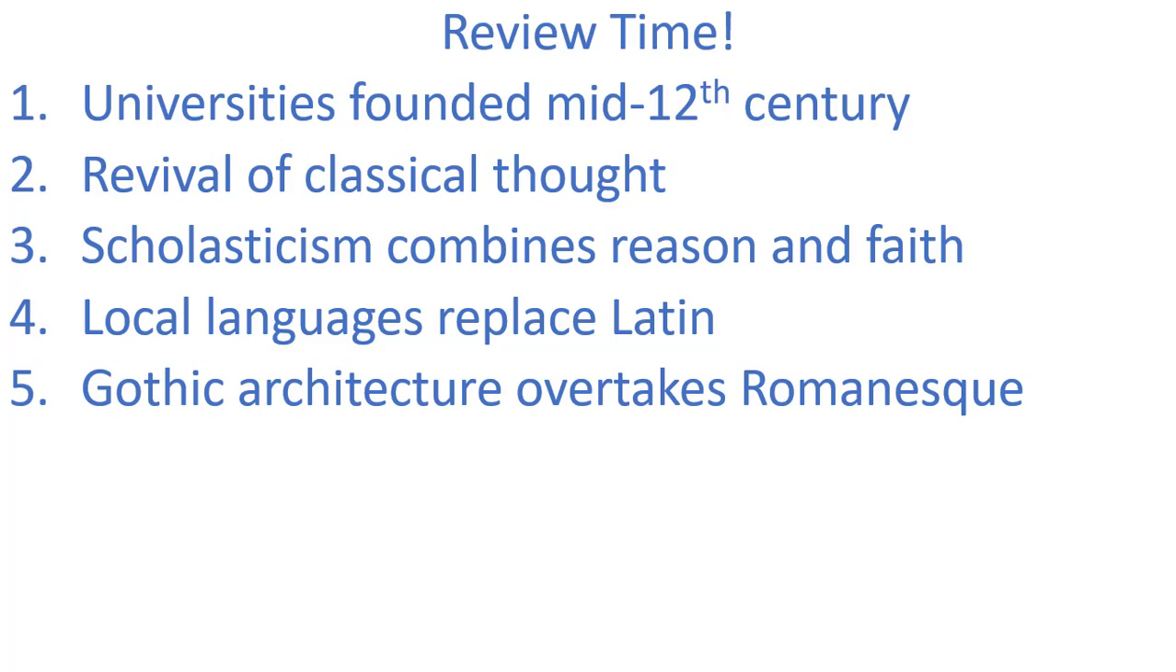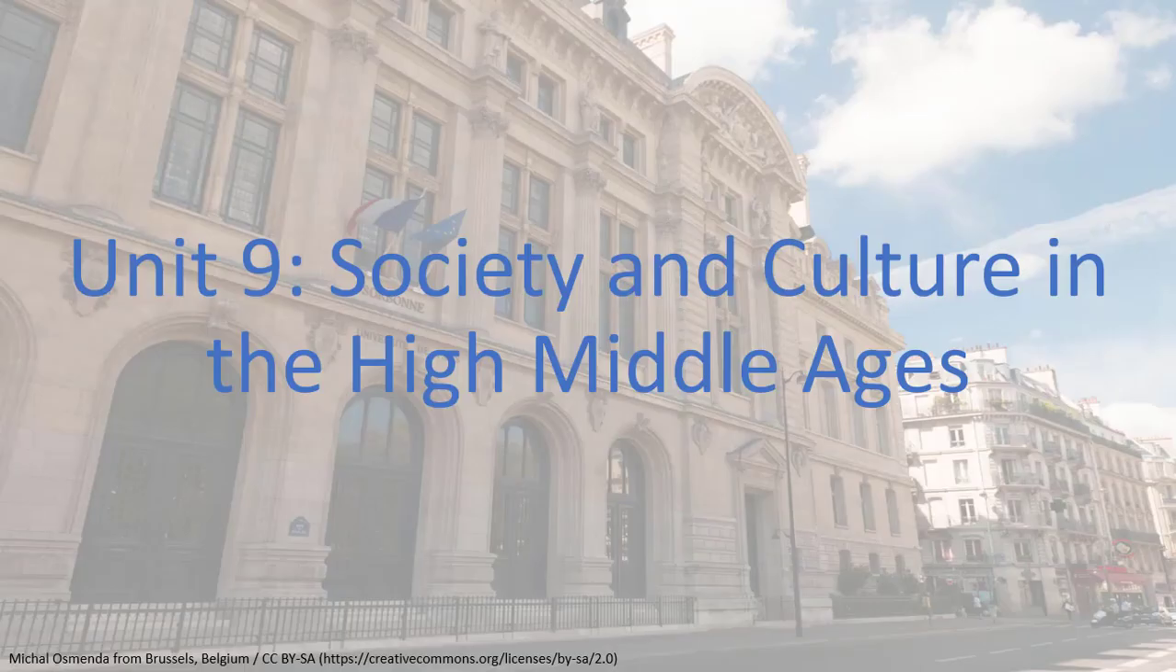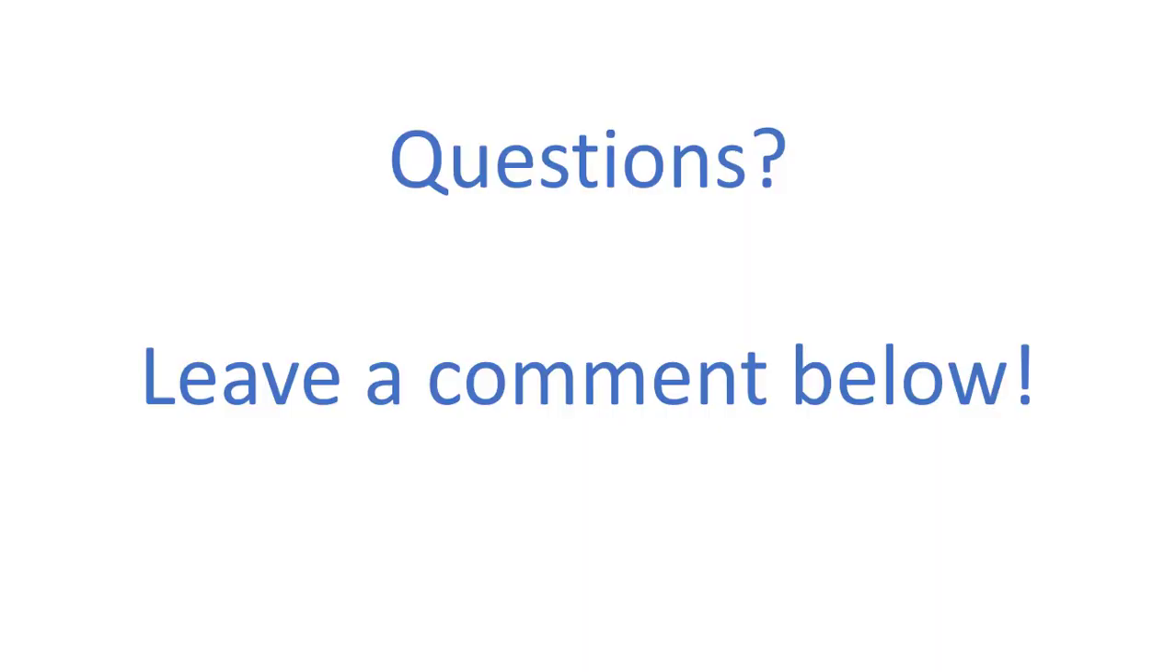Fourth, local languages began to replace Latin in literature as tales of chivalric knights and courtly love were written. Finally, a new architectural style, Gothic, with its vaulted arches and flying buttresses, replaced Romanesque as the dominant style. That does it for Unit 9. In this lesson, we learned about what life was like for both the peasantry and the aristocracy in the High Middle Ages, how society and culture began to change as a result of the revival of trade and urban life, and the role universities played in the cultural developments of the High Middle Ages.